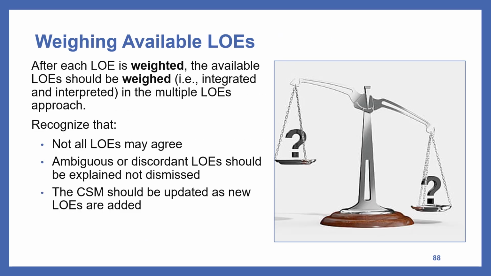So after you have weighted individual lines of evidence, you have to weigh or integrate those lines of evidence together to make an interpretation, right? And it's important to keep in mind that not all lines of evidence are likely to agree. If a line of evidence or lines of evidence don't agree, you shouldn't automatically dismiss them. You should try to explain why they're not in agreement. And as you add lines of evidence, the conceptual site model should be updated.